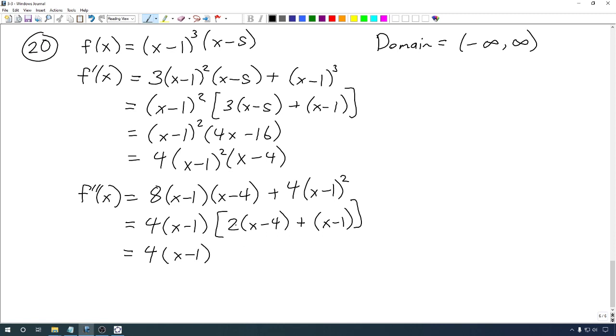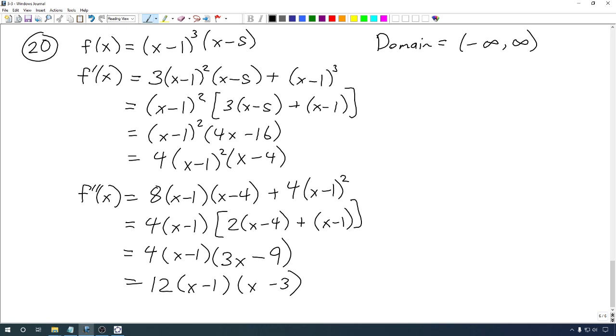Then I'll go ahead and simplify what we have in here. We have a 2x and an x, so we get a 3x. Then we also have a negative 8 and a minus 1. That gives me a negative 9. And in fact, I can even pull out a 3. So I get 12 times (x minus 1) times (x minus 3).